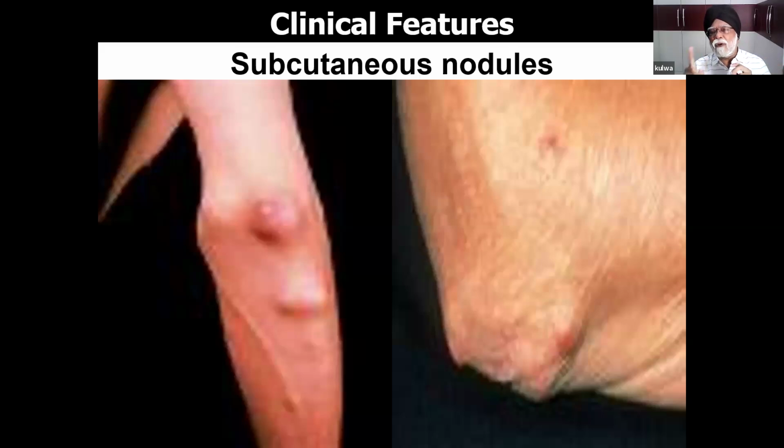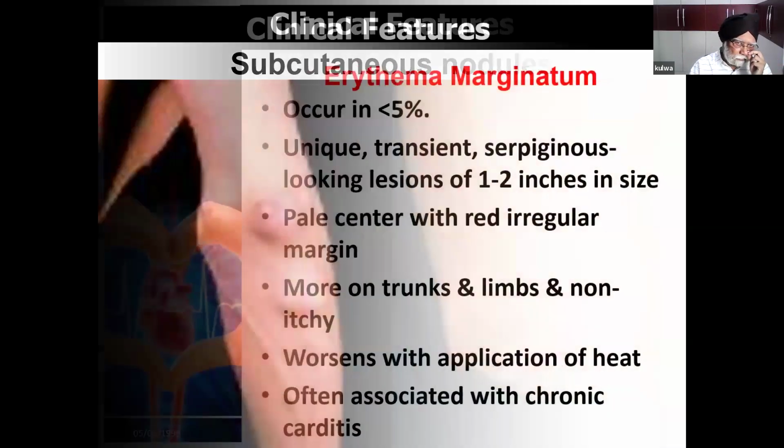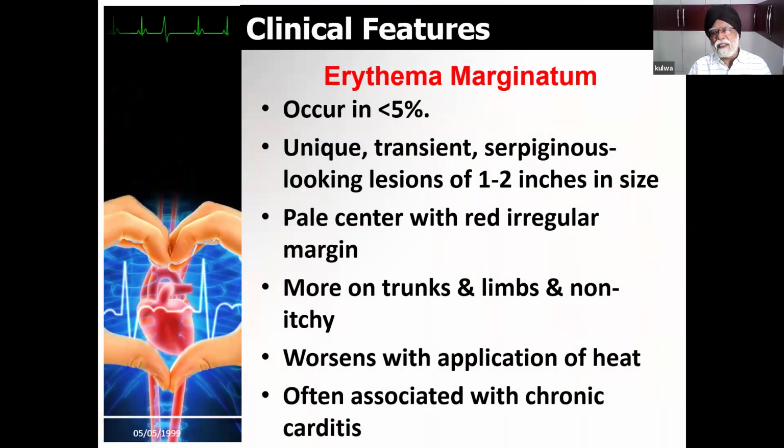There are no further complications in case of subcutaneous nodules. So we discussed one complication, action on the nervous system, which was Sydenham's chorea. Second is action on the subcutaneous tissues causing nodules. Next is erythema marginatum. So there are skin rashes.